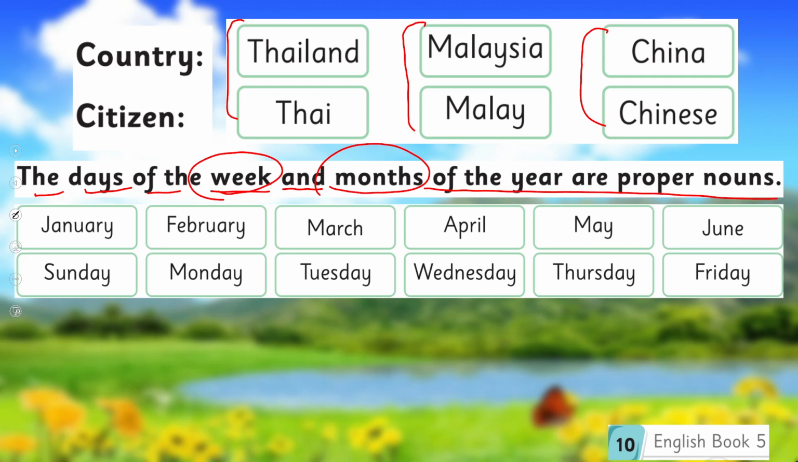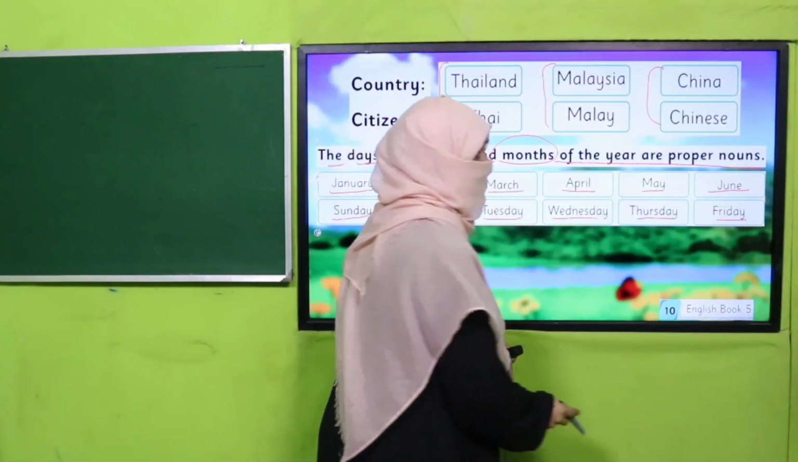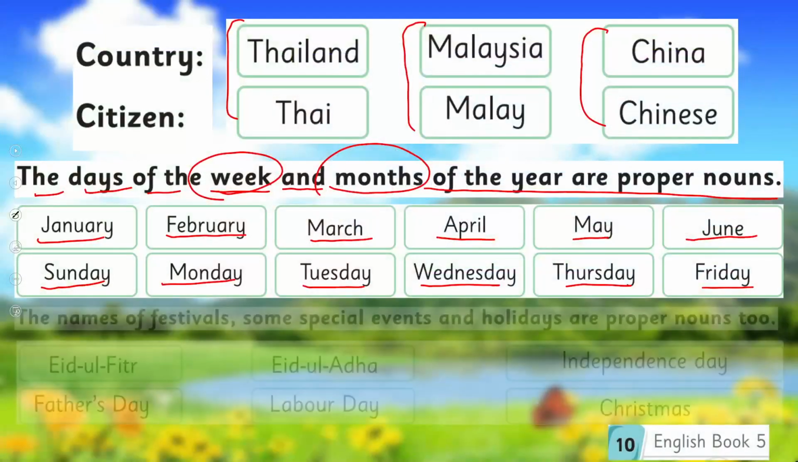And what are the months of the year? January, February, March, April, May, June, July, August, September, October, November, December. All the names of months are proper nouns. Likewise, the names of the days, Sunday, Monday, Tuesday, Wednesday, Thursday, Friday, Saturday, all are proper nouns.